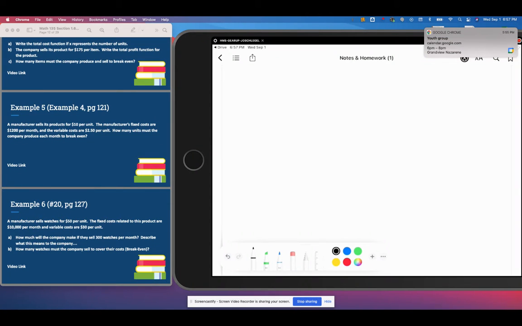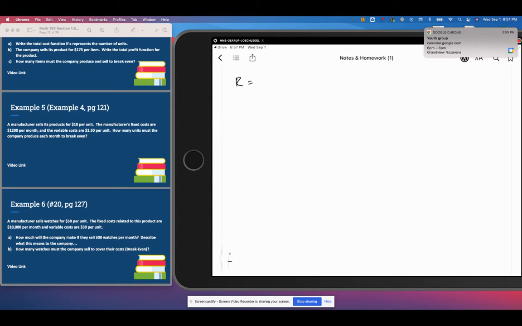And what we've got with example 5 is that a manufacturer sells its product for $10 per unit. That's revenue. The manufacturer's fixed costs are $1,200 per month, and the variable costs are $250 per unit. How many units must the company produce and sell to break even? And again, to break even, profit is equal to 0 or revenue is equal to cost. And it looks like we were given the information that we needed to get revenue and cost. So let's go ahead and do that.